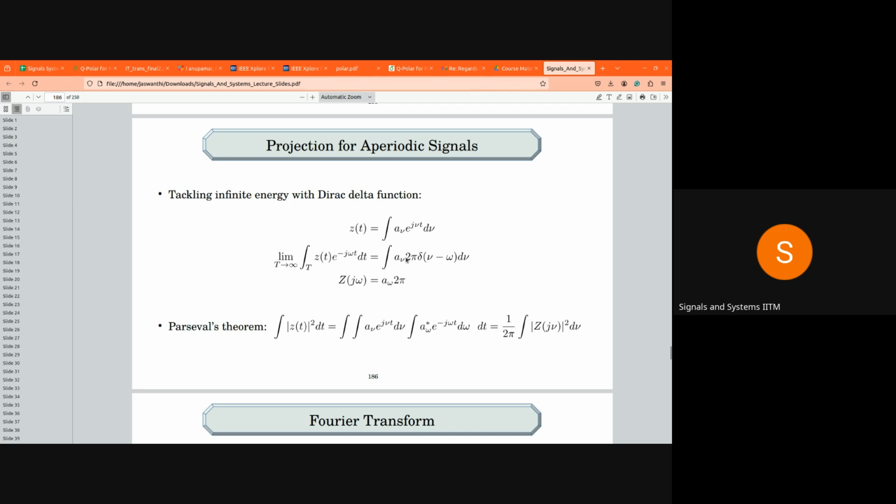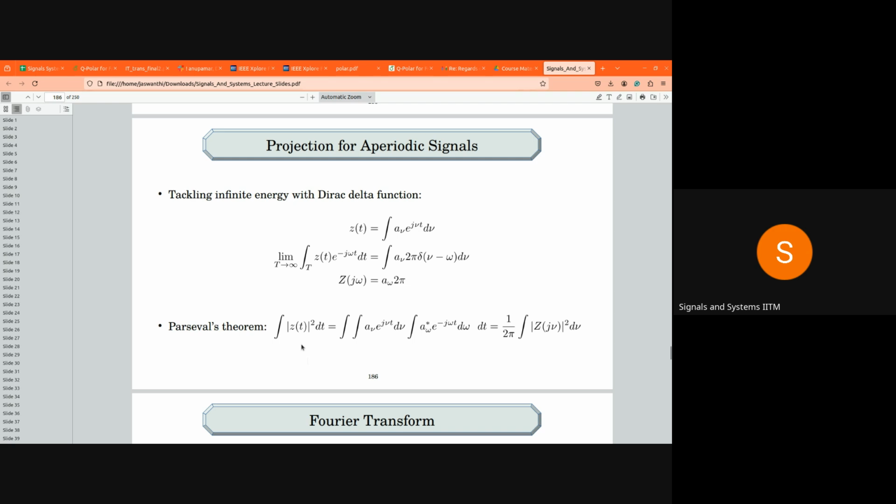Oh, okay. Let me clarify this point. z of t is equal to the integral of A(v) e^{jvt} dv, or you can also represent this as the integral of A(omega) e^{j omega t} d omega. So v is just replaced with omega. That's all that has changed here.